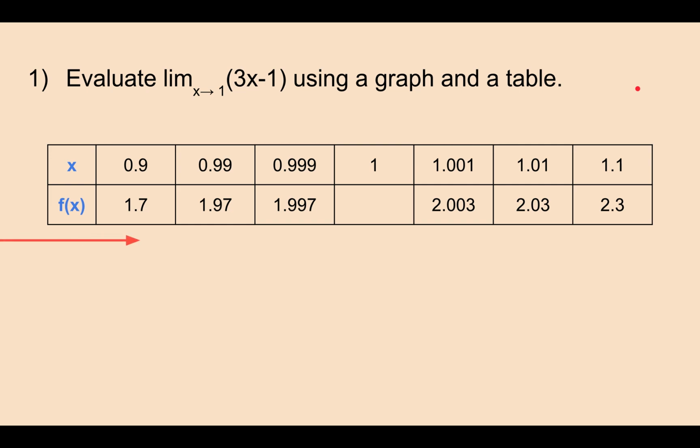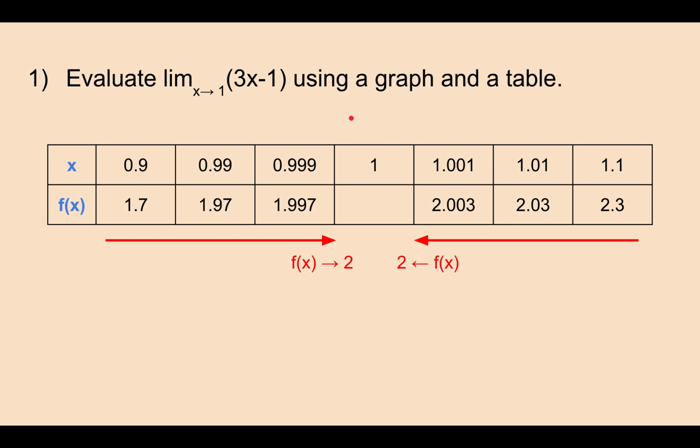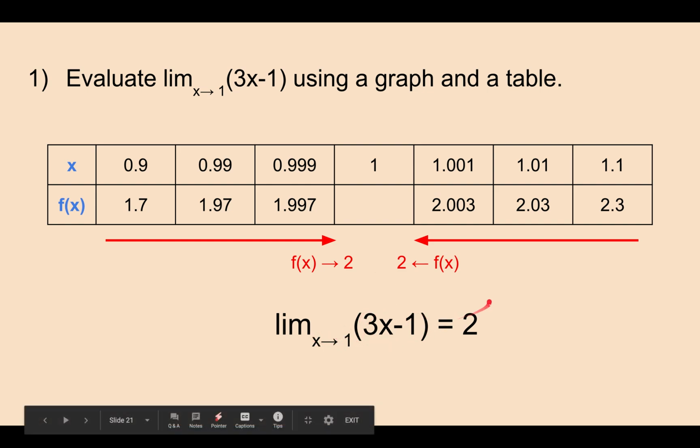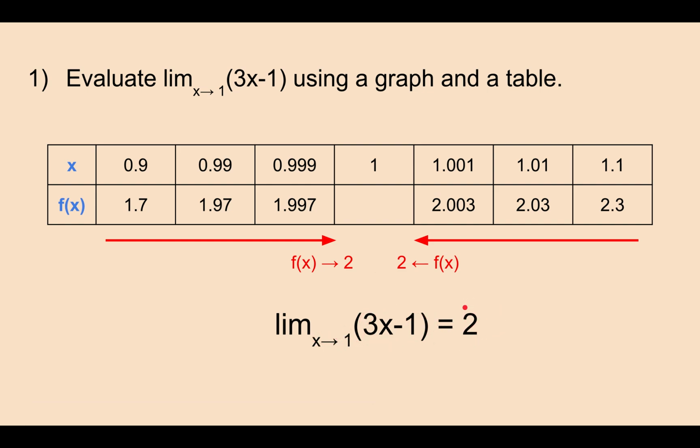You can see now it's clear that as I come in from the left, these approach 2. And if it's not clear, maybe I try another one, 0.9999. You can be as accurate as you need to be. As I come in from the right, it looks like I also approach 2. So now I can see, just like my graph showed me, that the y behavior as I approach 1 approaches 2. So the limit of this would equal 2. Again, it's saying the behavior of this function around x equals 1 is y equals 2.